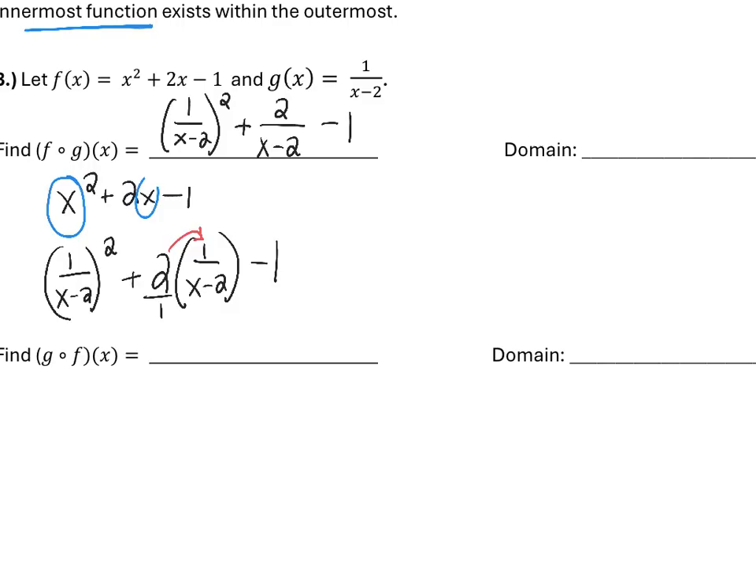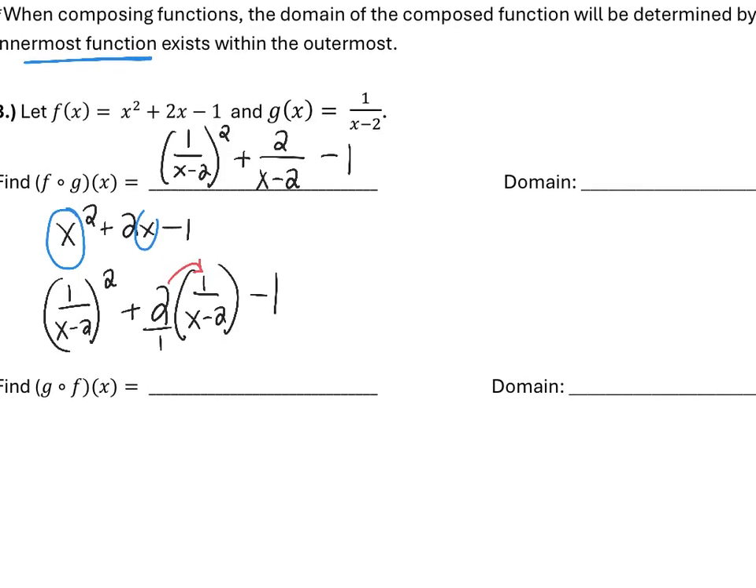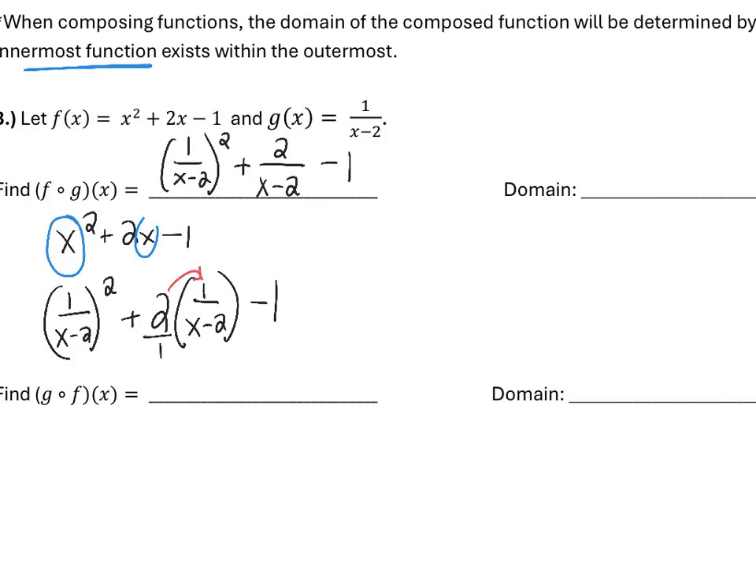The domain of our function, now that we have composed it, what did we say? It was going to be the domain of the innermost function. So our innermost function is the one that we plugged in, which is this. Right? That was our innermost. That's the one we plugged into the other one. What is the domain of this function?